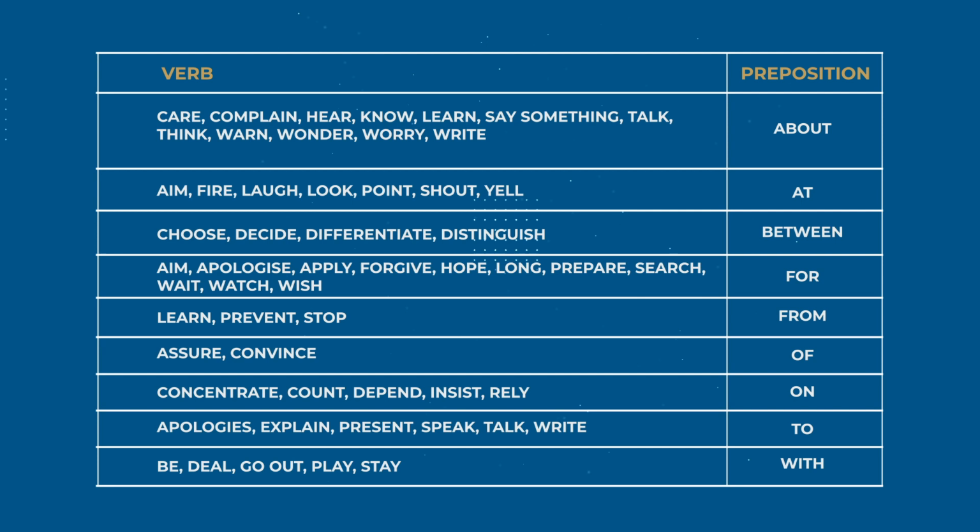Okay. Talk about explain, present, speak, talk and write. They always form a pair with to. Talk to your parents, write to your head officers, speak to your friends. Right. Talk about another group, like we have deal, go out, play, stay. They form a pair with.